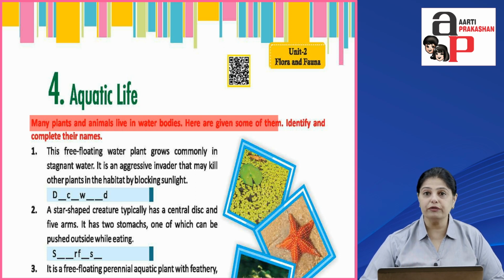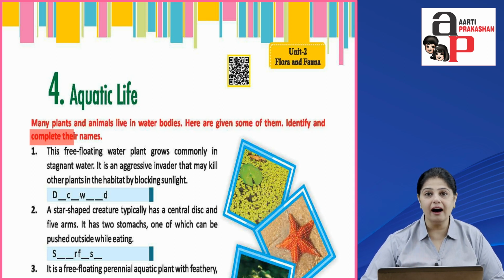Here are given some of them. Identify and complete their names. So, as we all know that we have animals who live in water, we have plants that are in the water itself. So, they all are called aquatic animals, or they are called aquatic plants. So, let's look at them.